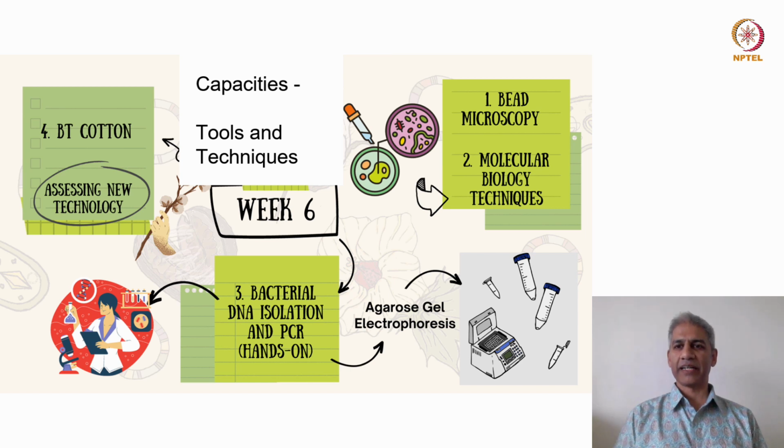Continuing with the capacities themes, we did a week on tools and techniques used in biology. So we studied microscopy, we looked at molecular biology techniques, we did a demonstration video on how to isolate DNA and do PCR. And then finally, we did a lecture on Bt cotton, where most of these molecular techniques are now used. So we didn't just stop at the science of Bt cotton, but we also did discussion on how to assess the technology of Bt cotton and the impact it has had on farmers.